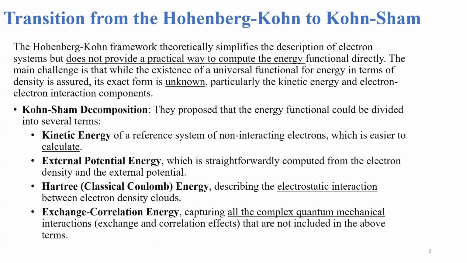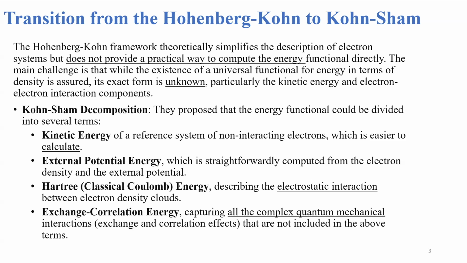Now, we have to move on from Hohenberg-Kohn theorems to Kohn-Sham equations. The Hohenberg-Kohn framework theoretically simplifies the description of the electron system, but does not provide a practical way to compute the energy functional directly. So this is why it was not practically viable. The main challenge is that while the existence of a universal functional form in terms of densities is guaranteed, its exact form is not known, as we discussed in the previous slide. So this is why we need to break down this entire problem into the following parts.